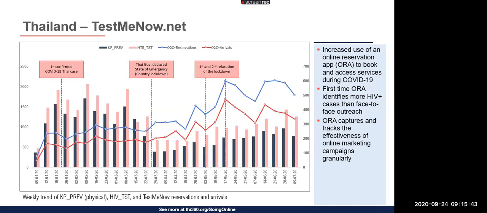This is just showing the impact of using virtual approaches during the lockdown period in Thailand. You can see the dates along the bottom and the key events that occurred during the COVID-19 crisis. And those lines in blue and red are showing the increase in reservations and arrivals for services through their online booking platform called Test Me Now, which helped bridge the gap in service delivery during this time.